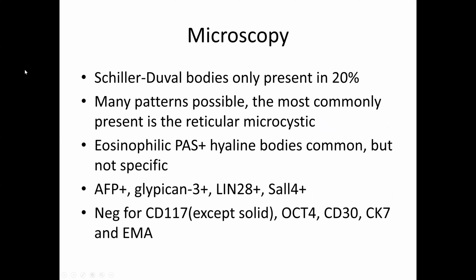Of course, we recognize the Schiller-Duval bodies as the most sought after and characteristic feature, but only present in about 1/5 of cases. And yolk sac tumor has so many possible patterns. It's really a quite remarkable and diverse lesion. Eosinophilic PAS positive hyaline bodies are common, but again, not specific and not uniformly present. The immunohistochemistry will usually be AFP positive, glypican-3 positive, Lin28 and SAL4 positive, but notably here will be negative for OCT4, CD30, CK7, or epithelial markers.